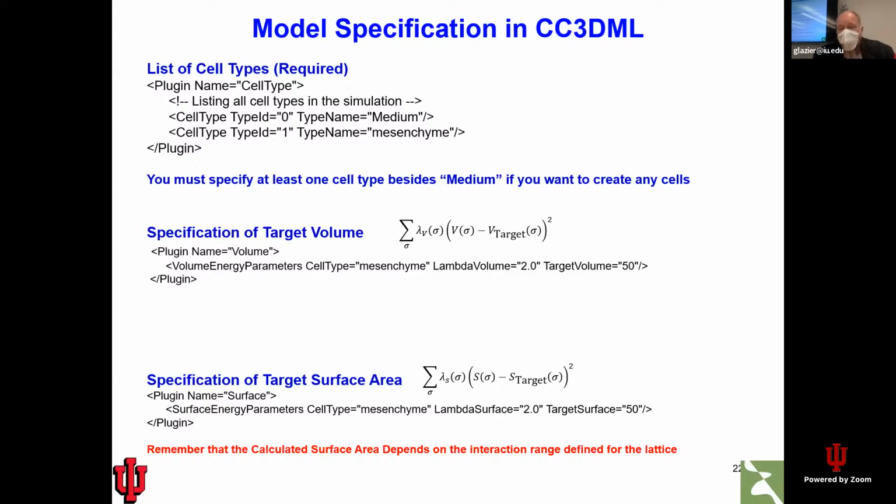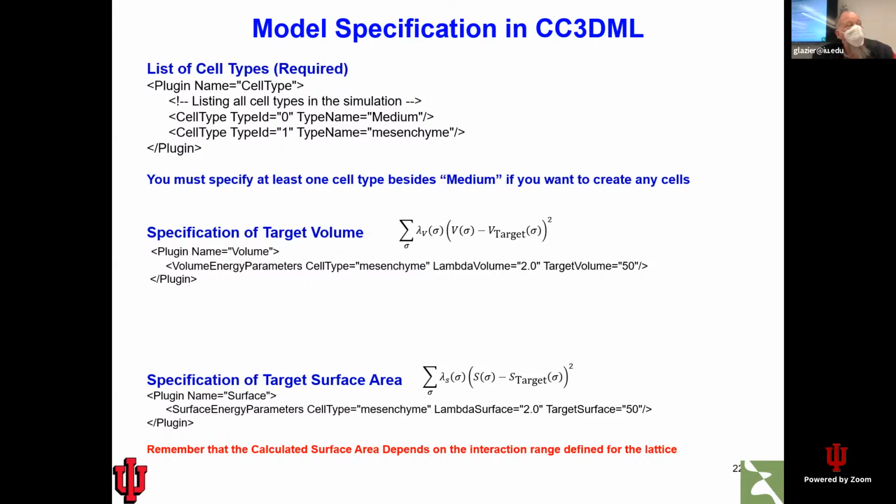If we look inside of the XML in CompuCell, we have to do a couple of things. We have to list our cell types. And so there's a block in our XML that says cell types. Here, plug-in name cell type. We always have cell type 0, which is medium. We can't change that. And then we have cell types. And those type IDs are a little bit of a holdover from old versions of CompuCell. Typically, we'll use the type names instead. If you want to create any cells, you have to have at least one cell type defined beyond medium.